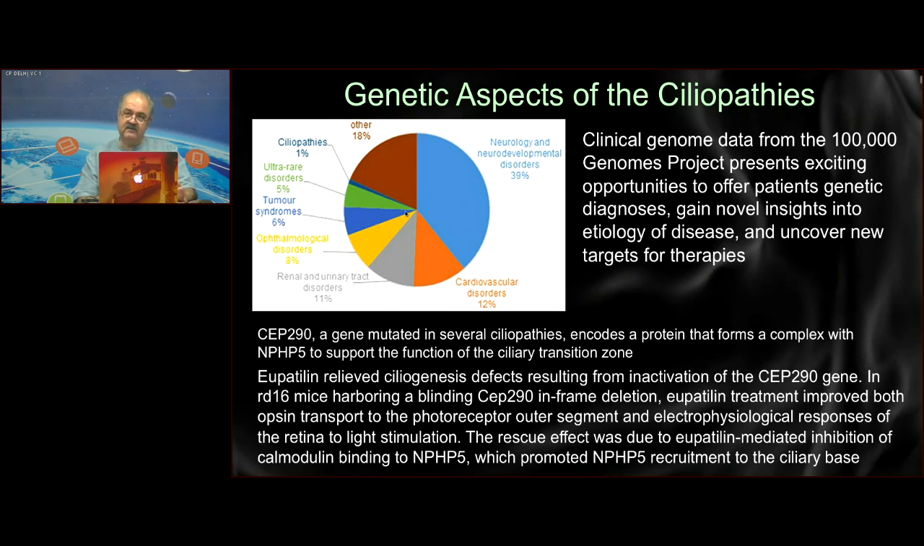Also, we've understood some of these proteins more than others, and therefore, we now have an answer from a genetic point of view, at least in mice. For instance, eupatilin relieved ciliogenesis defects from the inactivation of the CEP290 gene, and it worked in mice, and it might be the answer in humans in the near future. So this business of genetic testing for any fetus that we find abnormal has to go beyond a trisomy 21 and a microarray to perhaps targeted genes or a whole exome sequencing.